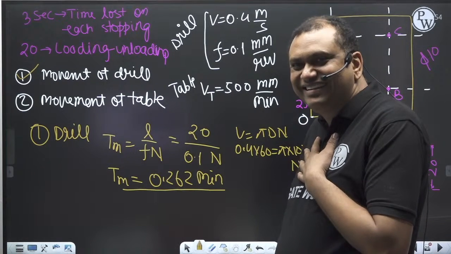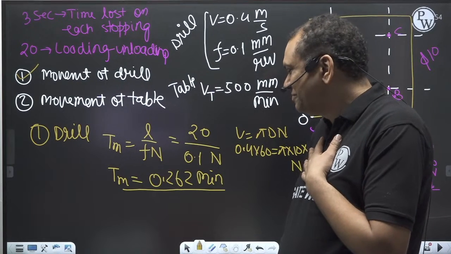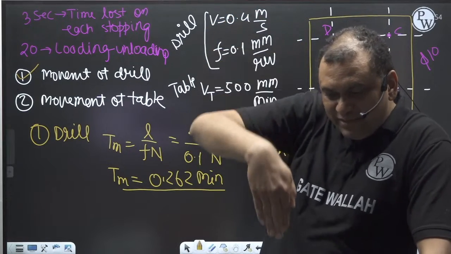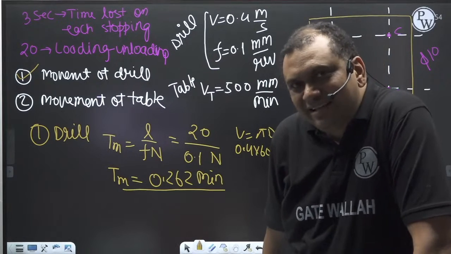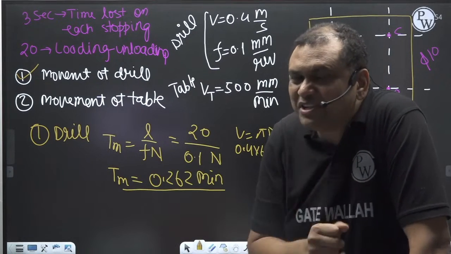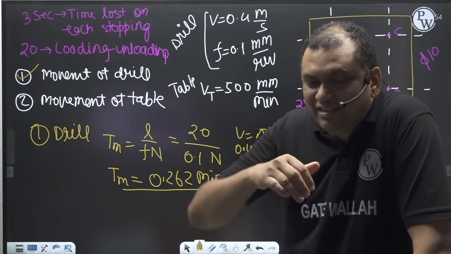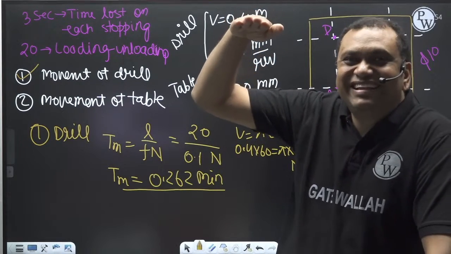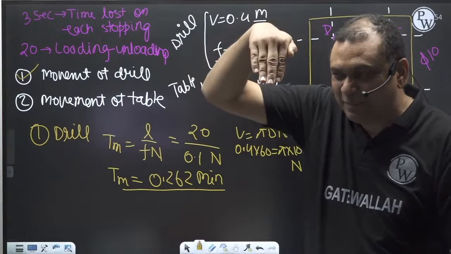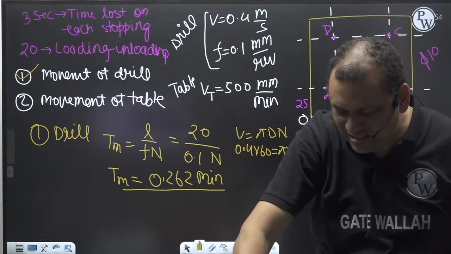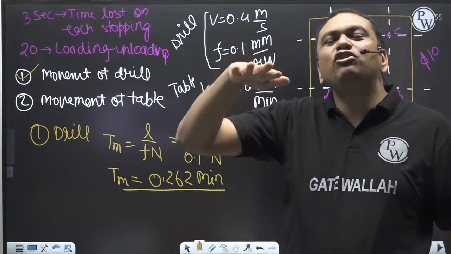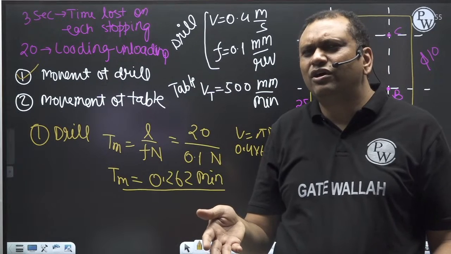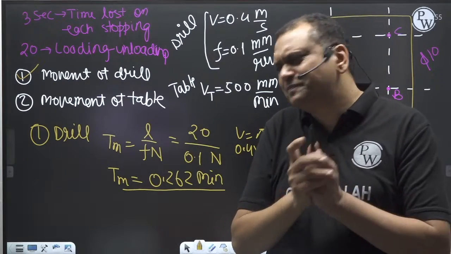Look at the board. You are performing the drilling operation. So the tool goes with the feed. No information is given with what speed the tool will come back after drilling, with what speed the tool will come back to the rapid plane. When no information is given, take the same speed as that of feed.